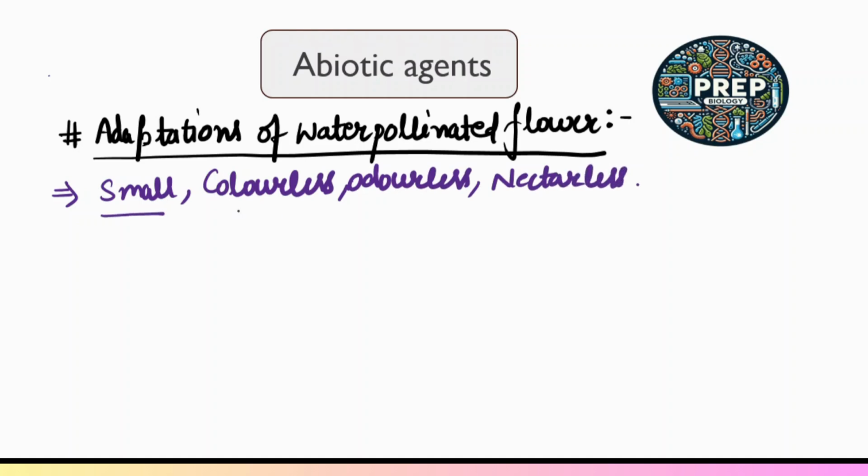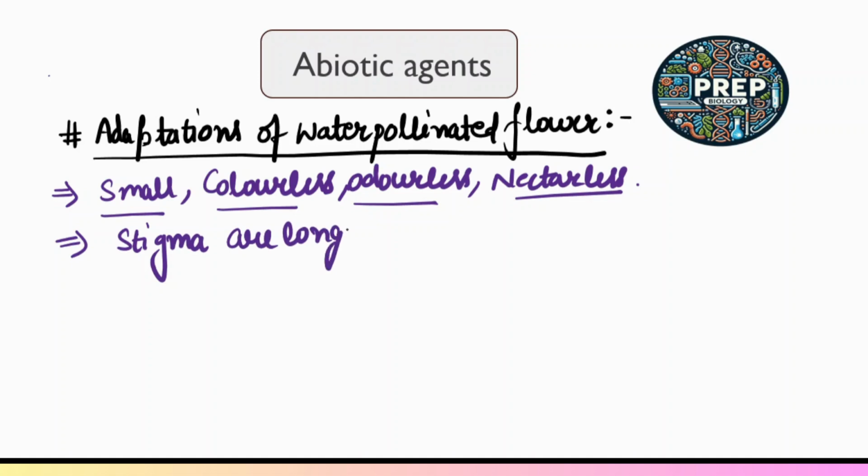So the flower should be small, colorless, odorless, or nectarless. Second feature is that the stigmas are long and sticky in nature. We have discussed that in the wind pollinated flower, the stigmas are wavy, feathery, so that they can easily catch the pollen grains from the air current. But in water pollinated flower, the stigmas are long and sticky in nature.